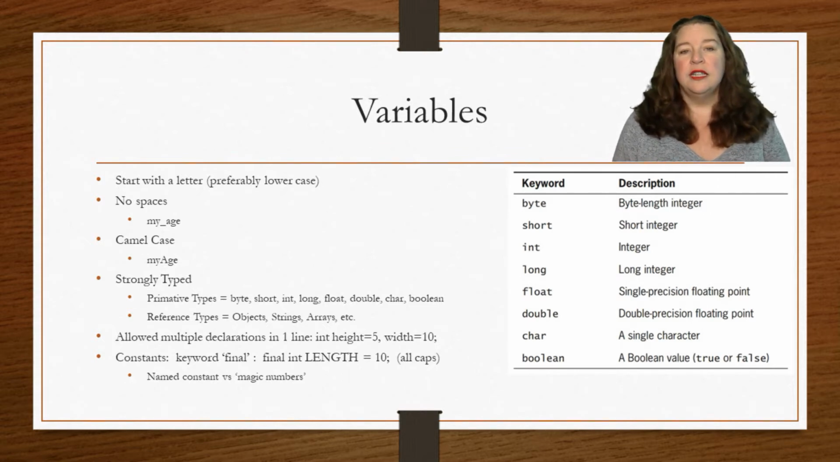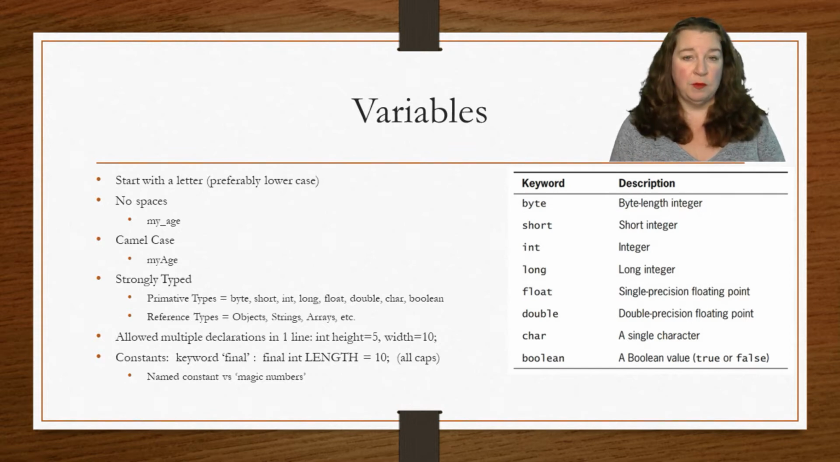You can make multiple declarations in a single line. So if I say int to start with and then have height and width, I can say int height equals 5 and width equals 10, with a comma between them and a semicolon at the end. Because those are both integers, that's allowed. If they were different types, you would have to put them on different lines.